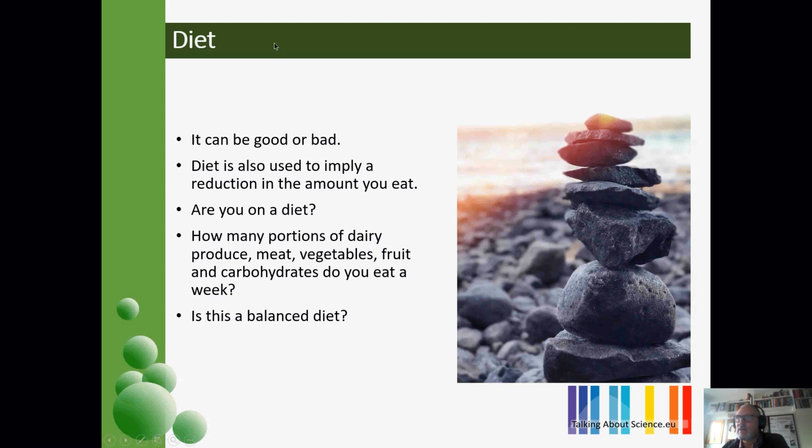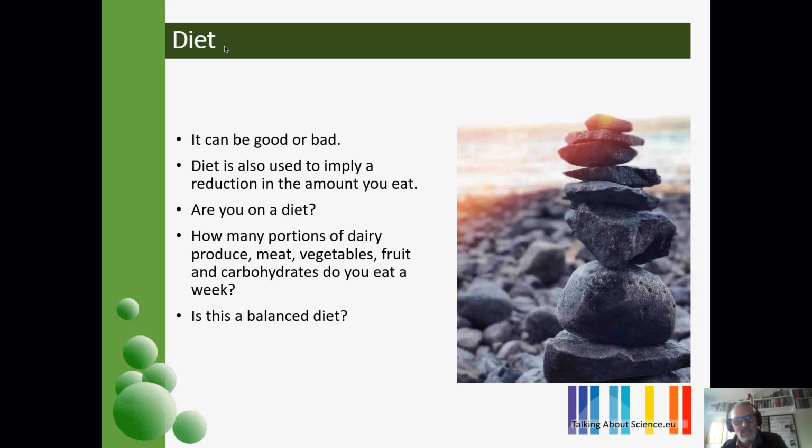Okay, so diet itself. One of the confusions that this word causes for people is that it's a word which can be technical, but it can also be very general. Surprisingly, the technical word is more used in everyday life, in the sense that you talk about, are you on a diet? What type of diet are you doing?